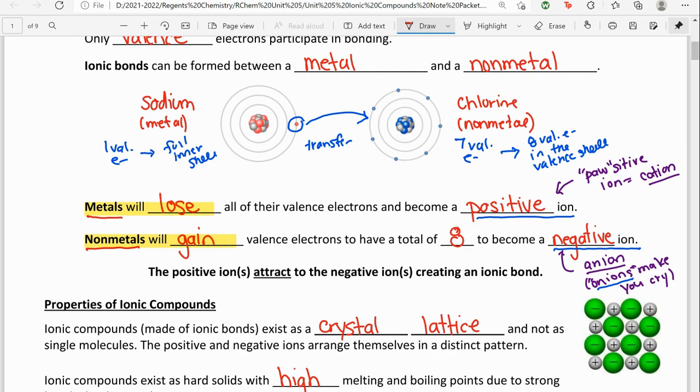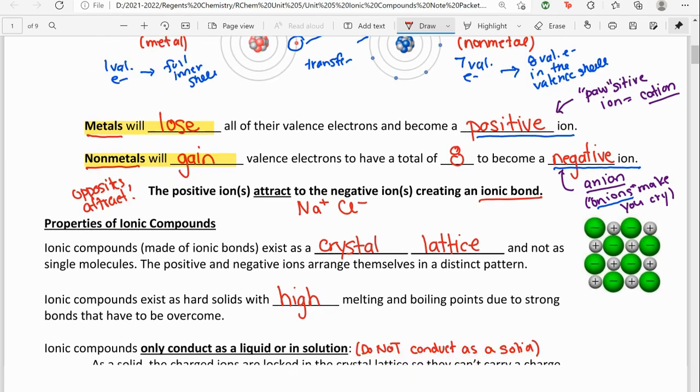All right, so that's just one big thing. Now, what actually causes the ionic bond is that our positive ion is going to attract our negative ion, because opposites attract. So that sodium ion, which is positive, is now going to be attracted to the negative ion. And that attraction is the ionic bond. Okay, so a lot of information in that one little section: metals losing their valence electrons to become a positive ion, nonmetals gaining valence electrons to become a negative ion, and then the attraction that's going to occur between the positive and the negative ion.